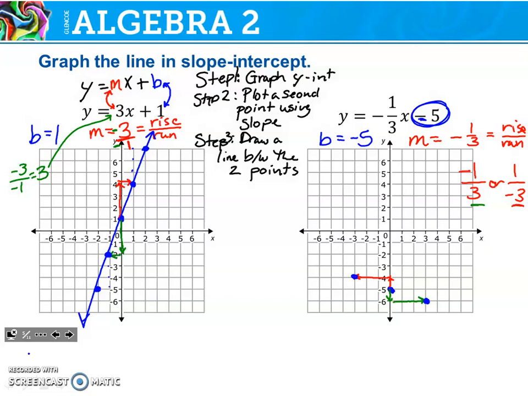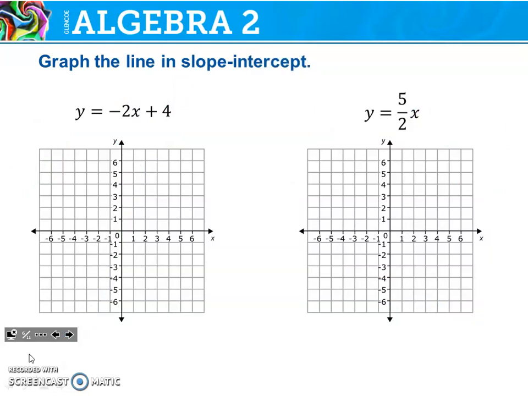And again, I like to put as many dots as I can, so 1 over 3, and I go 1 over 3. Okay? And I'm going to draw my line through those points. Okay? So that's our steps for graphing lines in slope-intercept form. On this next slide here, I want you guys to pause the video. I want you guys to go ahead and graph these lines.